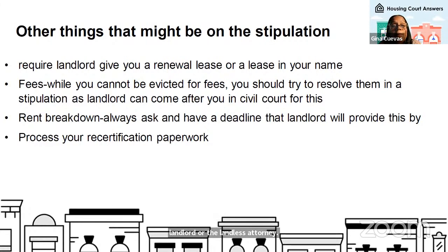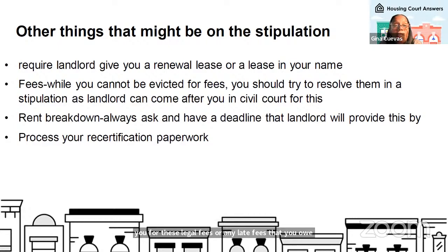Other things that might be under stipulation: require the landlord to give you a renewal lease or a lease in your name. If it's a rent stabilized apartment, the landlord has to renew your lease regardless of whether you owe rent. Fees: while you cannot be evicted for fees, you should try to resolve them in a stipulation, as the landlord can come after you in civil court and sue you for these legal fees or any late fees that you owe.